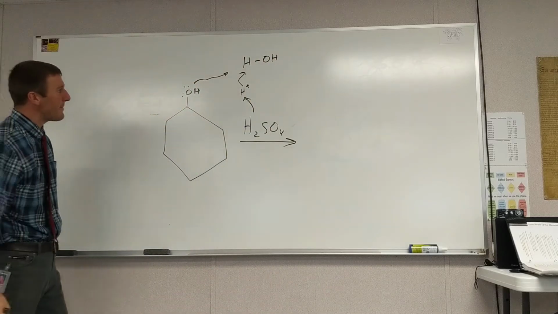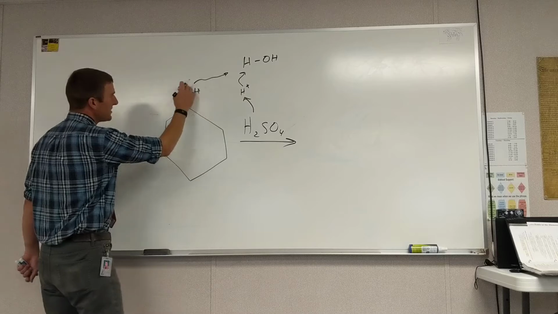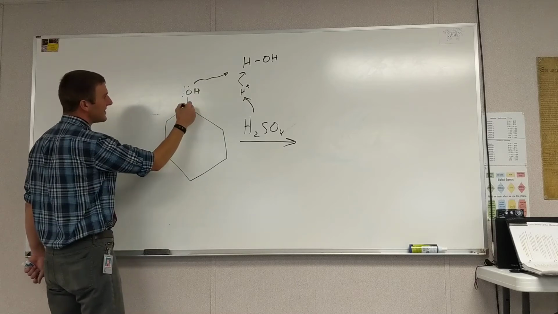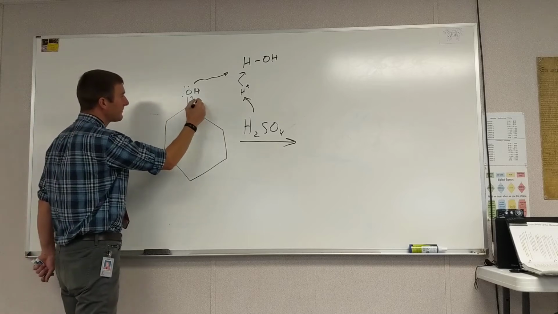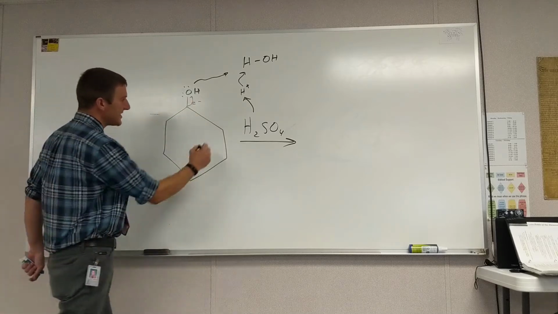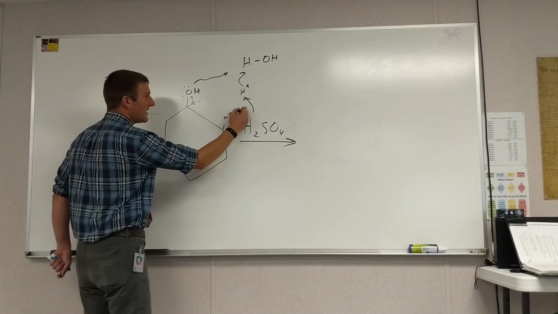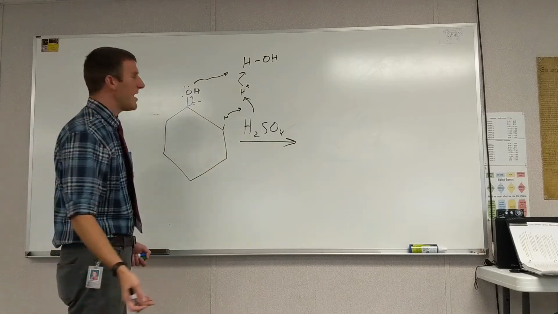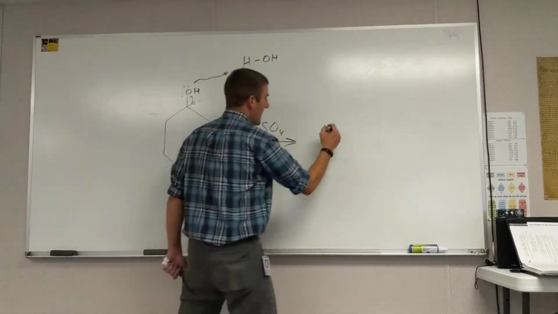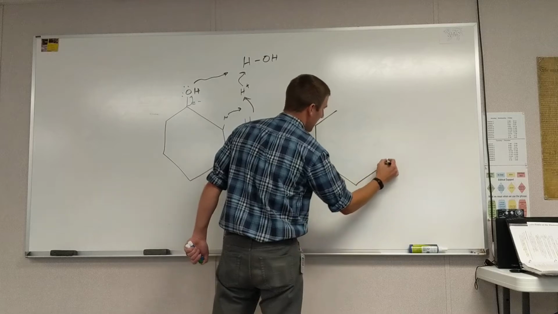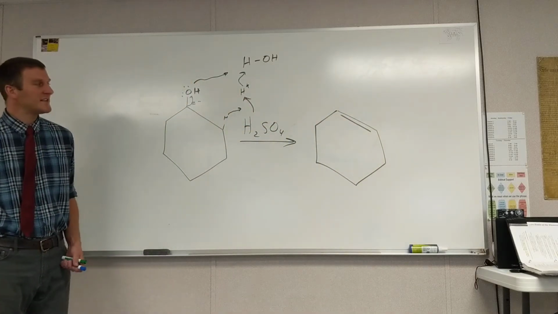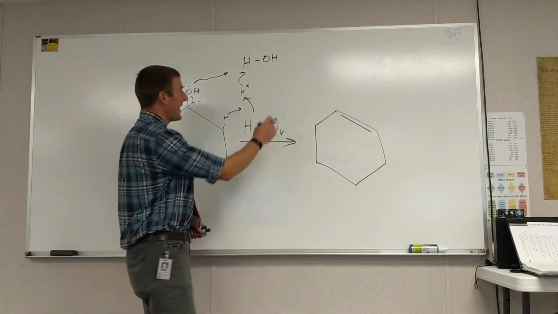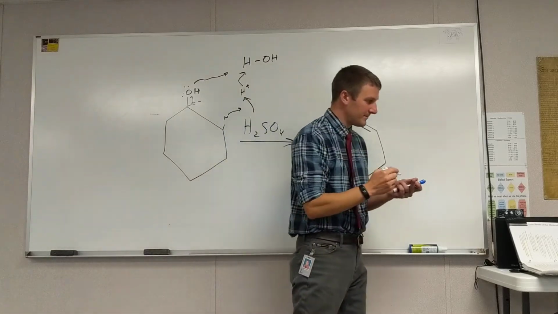And as that happens, this is going to become increasingly positive because the highly electronegative oxygen will pull with it the electron. And as this becomes more positive, an adjacent proton, like charges repel, will be pushed off. And what would I result in making? I would result in making one cyclohexene and my water right there.